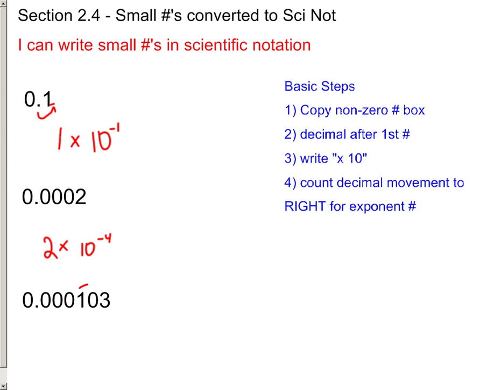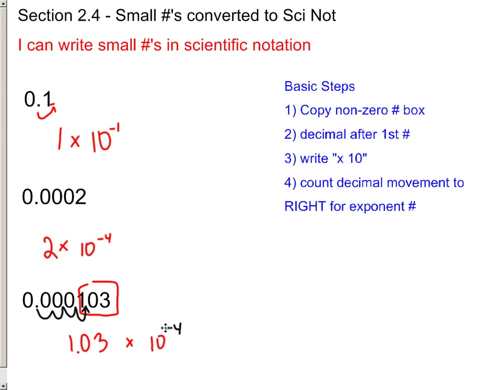So there's 4 places that we have to move, so it's to the -4th power. Same thing here. What are my non-zero numbers? The 1 and 3. That 0 just kind of comes along for the ride. Put my decimal after the first number. Times 10. And where do I want it to go? 1, 2, 3, 4. So we moved it 4 spots again. And there we have it.